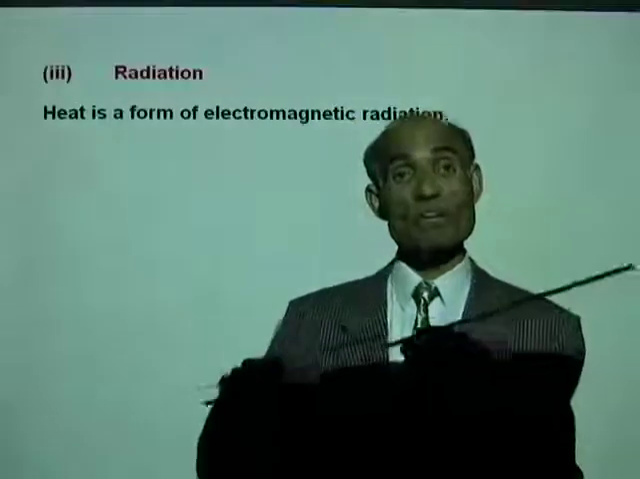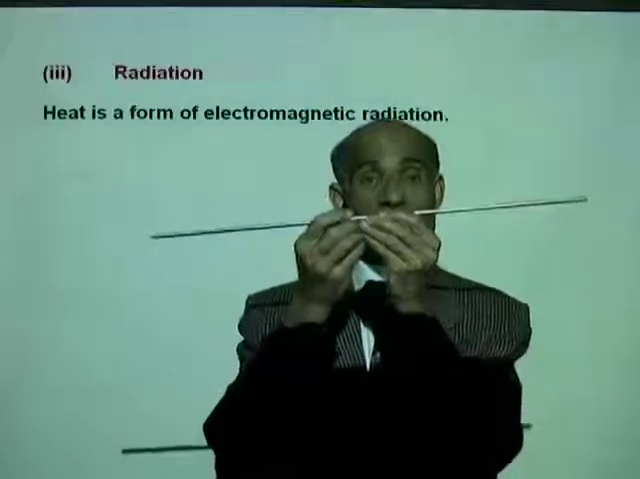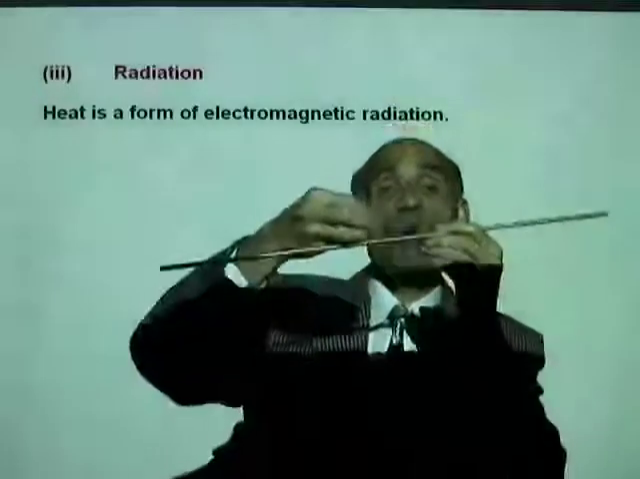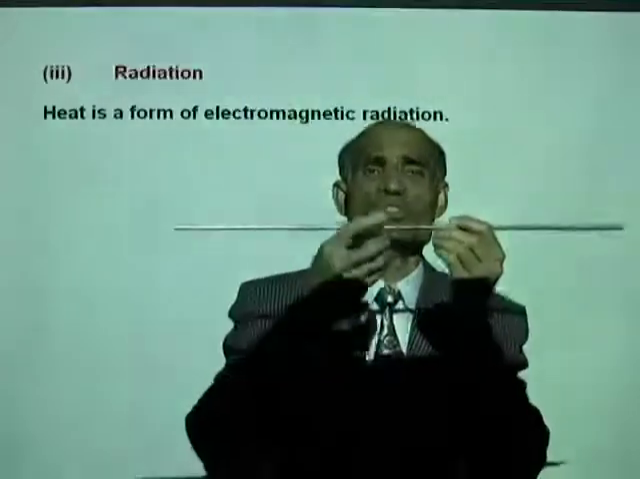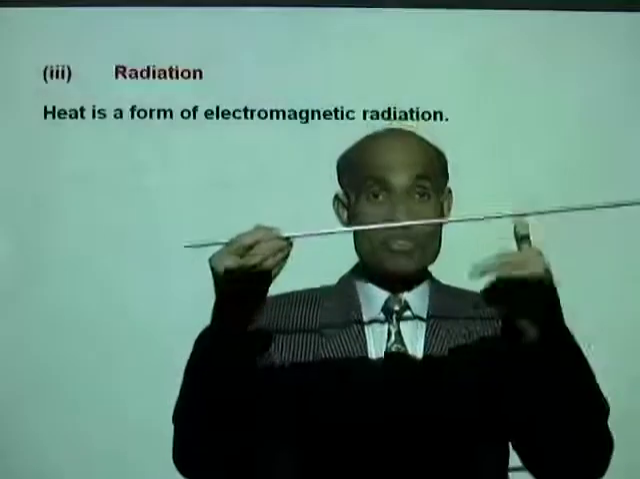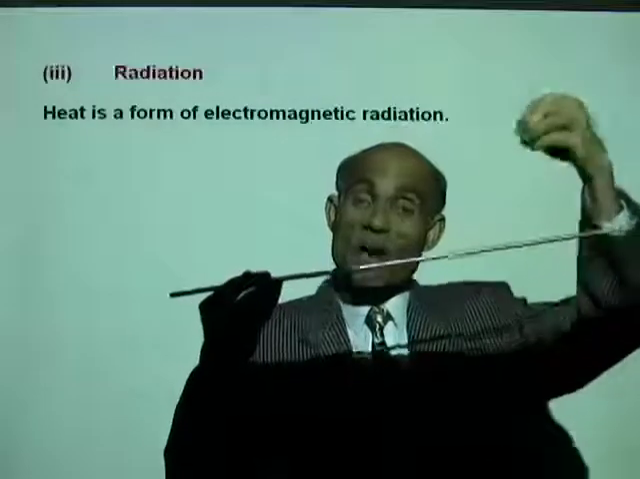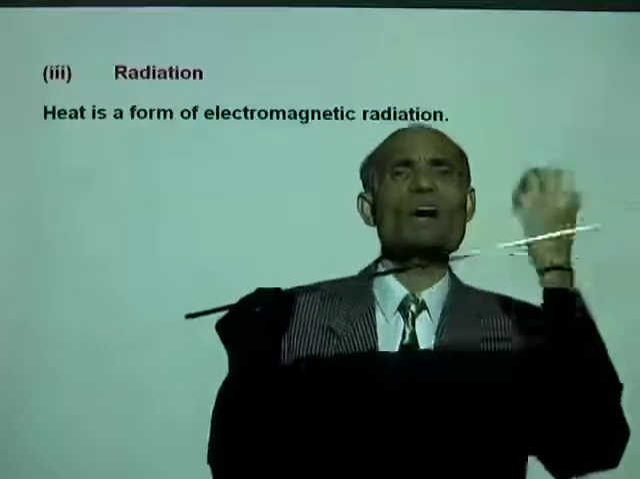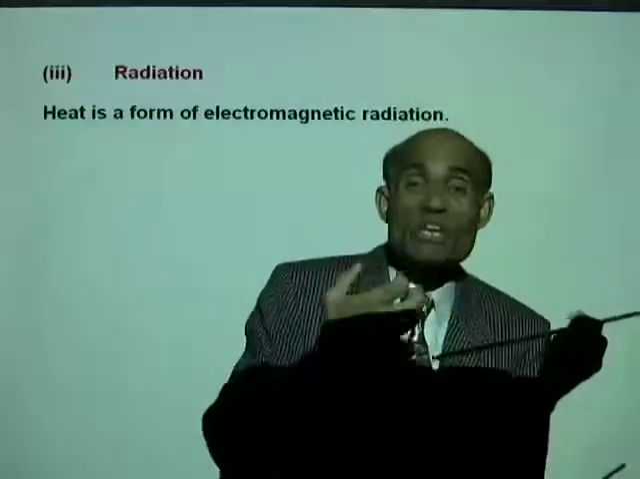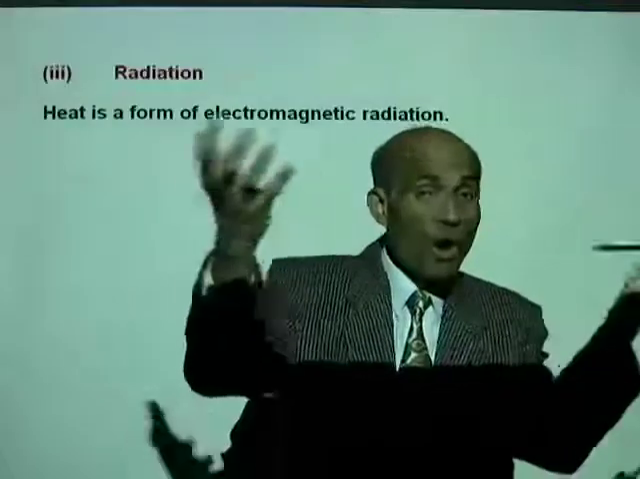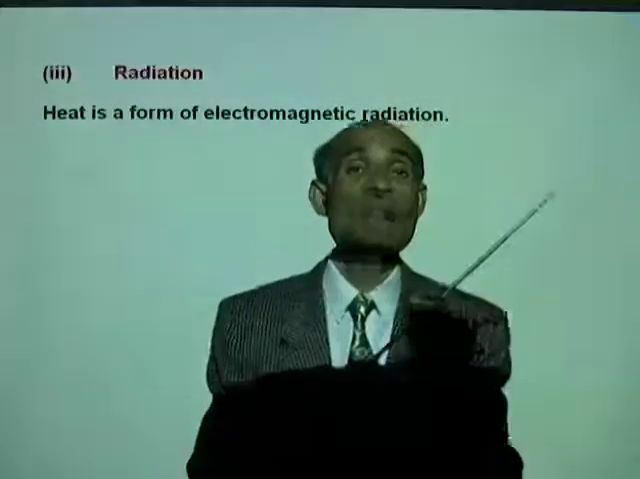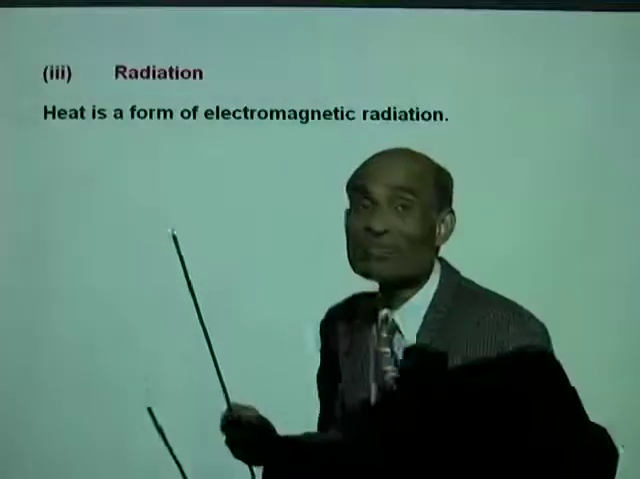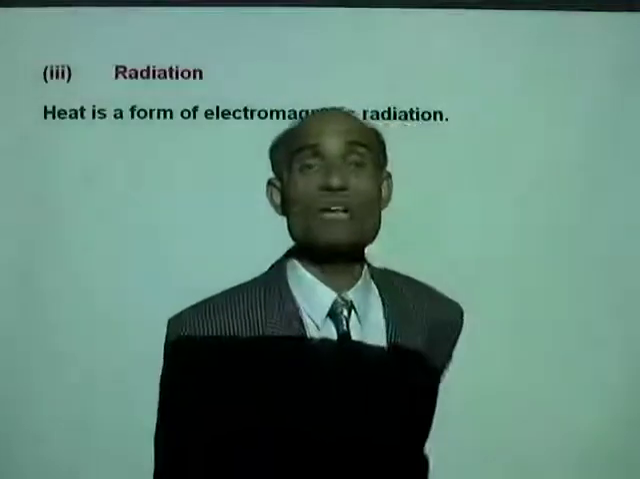You see, when you heat an object, the object will give out radiation. It will throw away chunks of energy. This object at this temperature is giving out energy, chunks of energy called quanta of energy. I am radiating energy. We all radiate energy. And this radiated energy is a form of electromagnetic radiation.